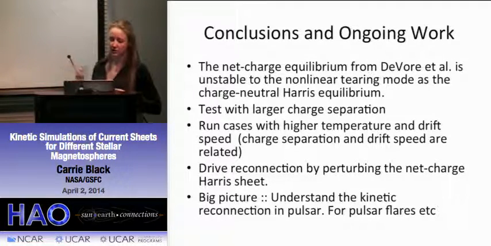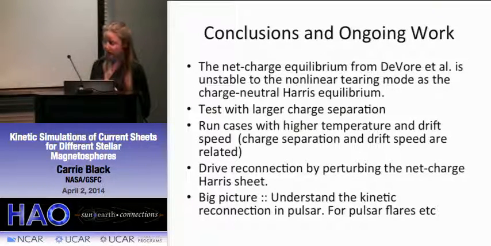So charge separation and drift speed are related. Do the results depend in any way on the rotation speed of the pulsar? I'm certain that it does. It must.